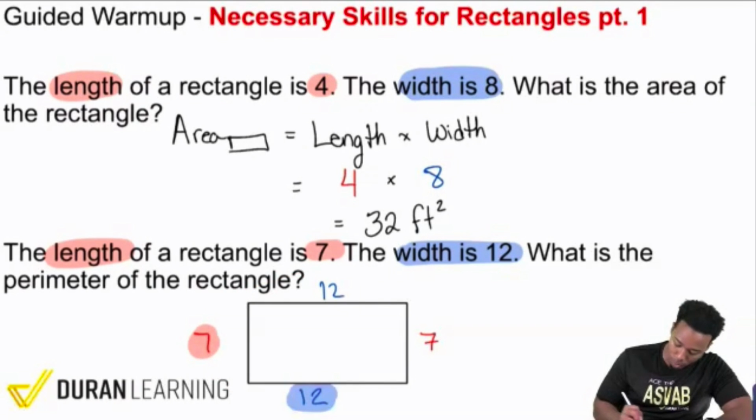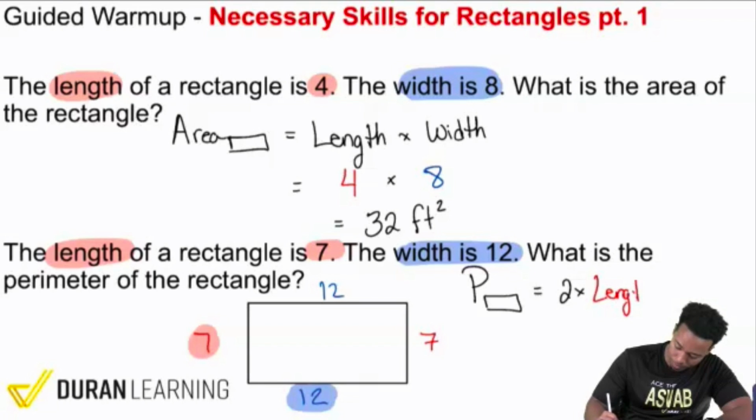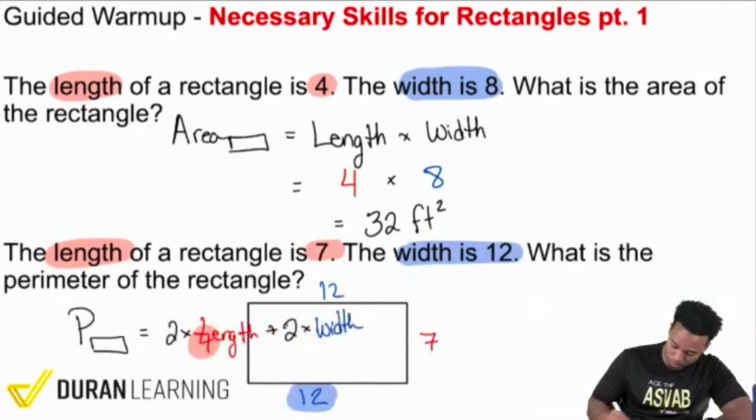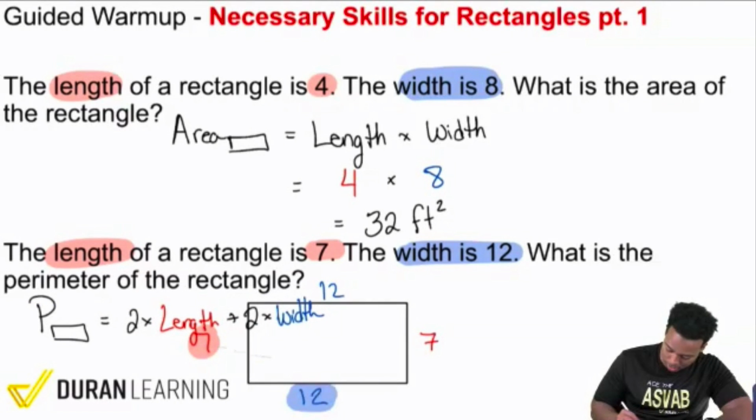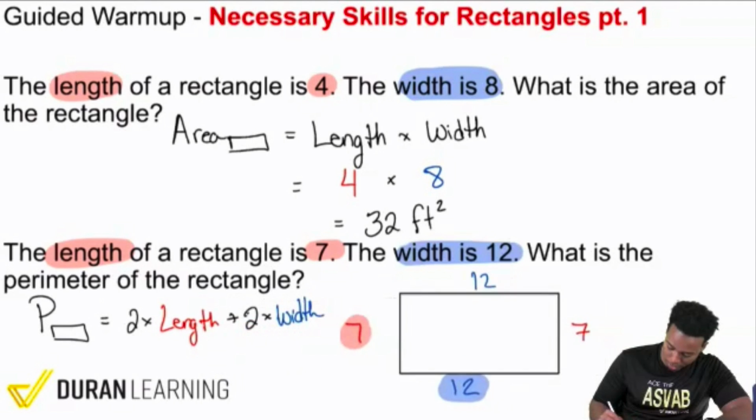And that's why the formula tells us for the perimeter of a rectangle, we're going to do 2 times the length, and we'll add 2 times the width. I know my big old head's in the way, so I'll move this over in a second. So 2 times the width. Let me move this all the way over here. There we go.